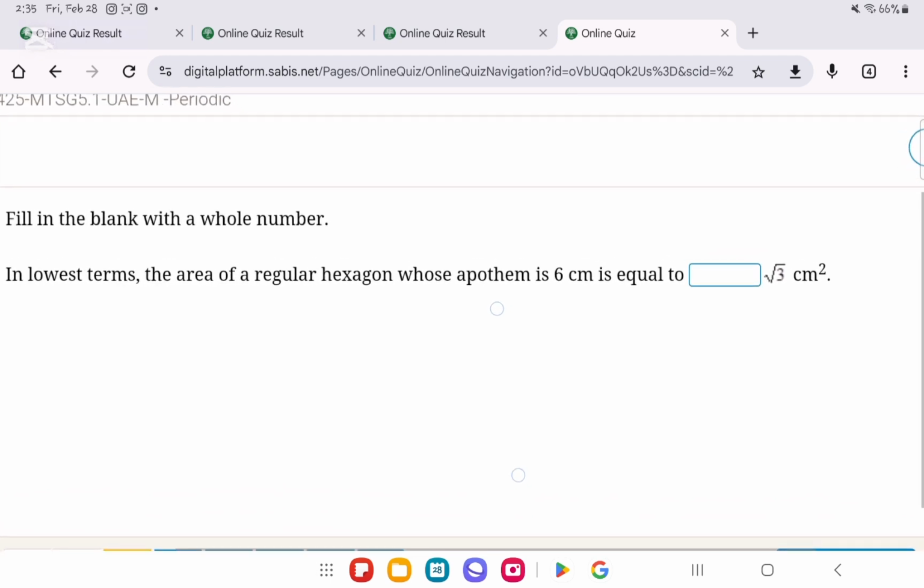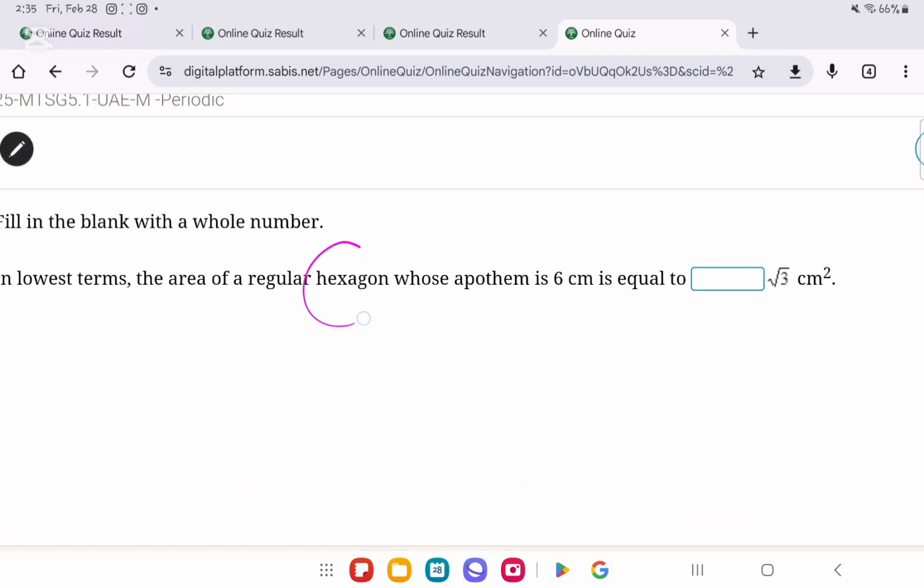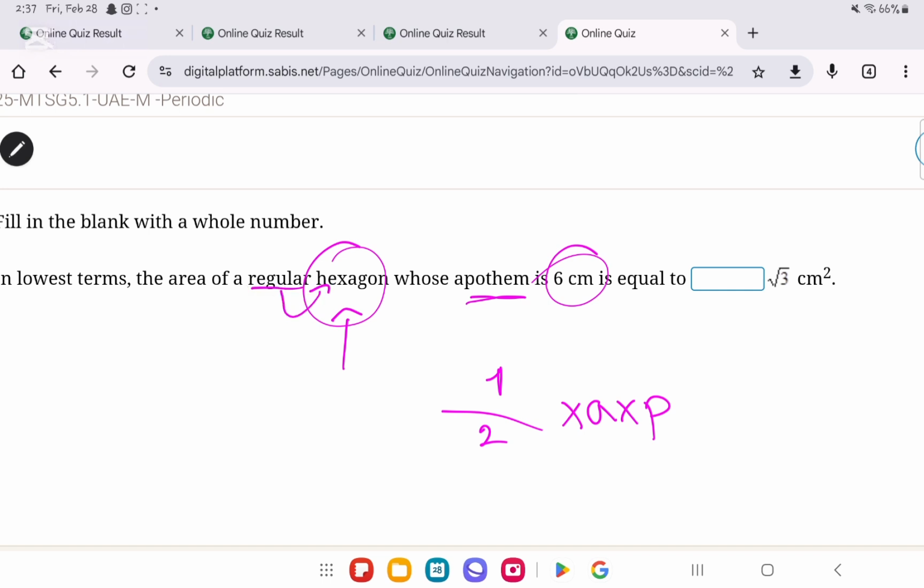In lowest terms, they need the area of a regular hexagon. Pay attention, a regular hexagon whose apothem is 6 centimeters is equal to. Very simply, the area of any hexagon is 1/2 times the apothem times the perimeter. This is the case in a hexagon. Why? Okay, so only in a regular hexagon, pay attention, we can use this equation, which is 1/2 times the apothem times the perimeter.